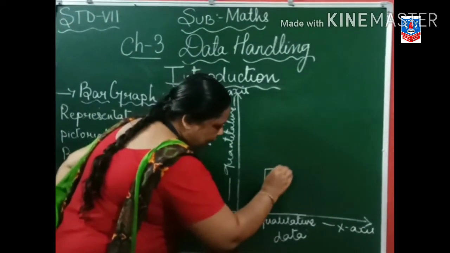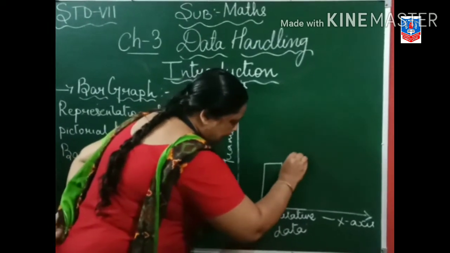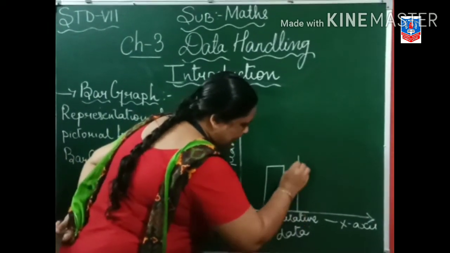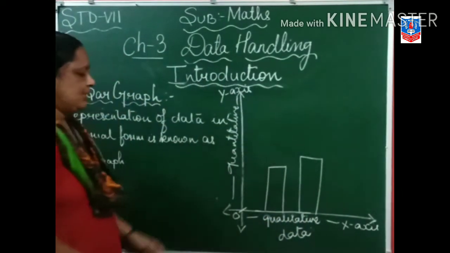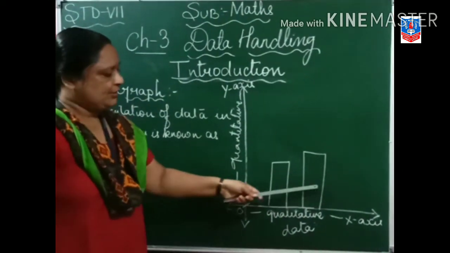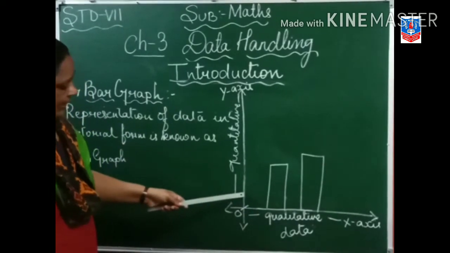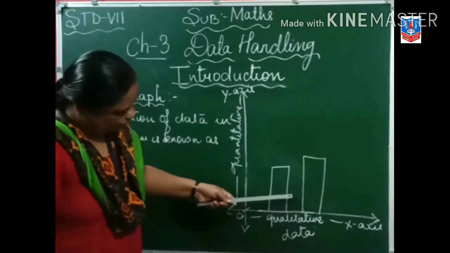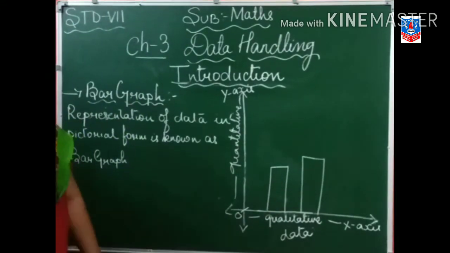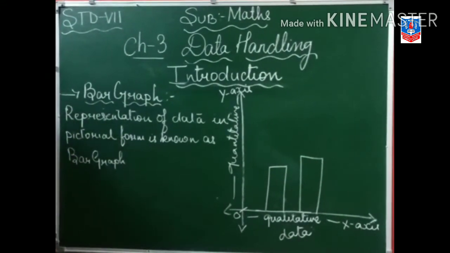Now, see here. The width of the bars should be the same. See here, this width should be the same. And the distance between the two bars should also be the same. Is it clear?